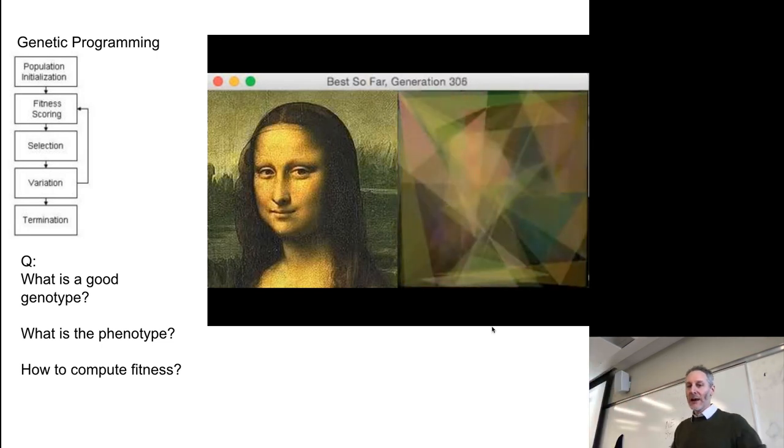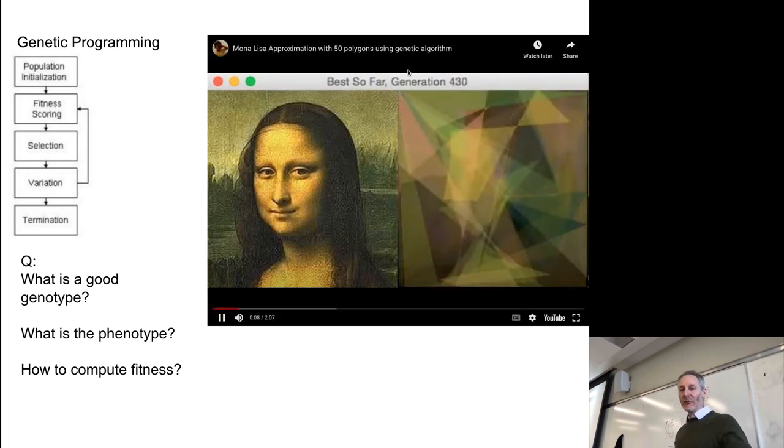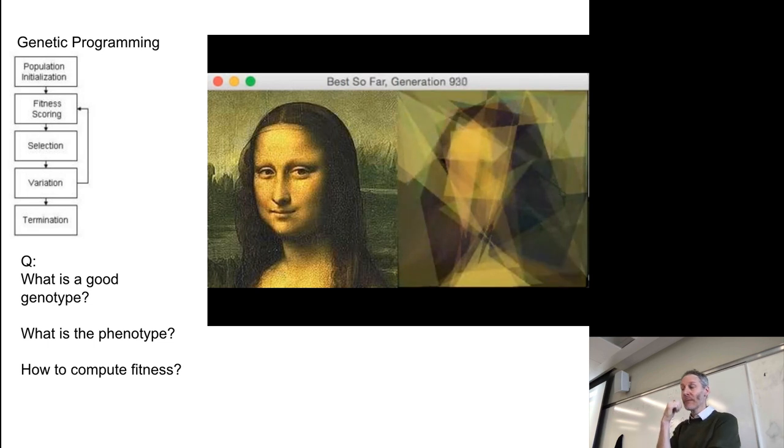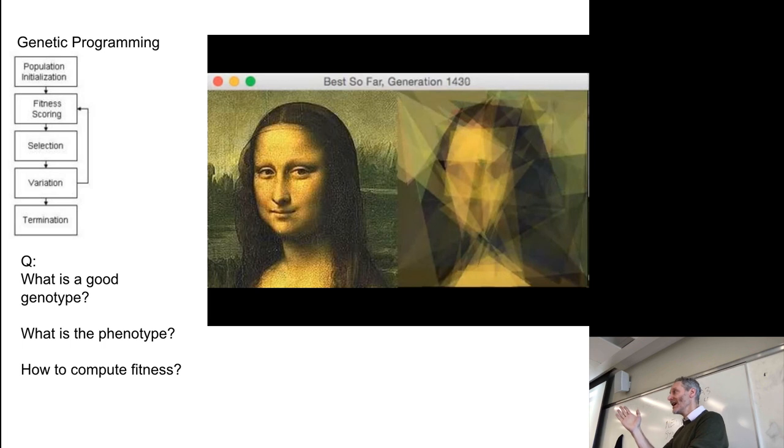Here we go. If you can read this, you can see generations elapsing up here. So we're watching one run of genetic programming. And at every frame in this video, you're seeing the best tree in the population at that time. You're seeing actually the phenotype produced by the best tree in the population at that time. How do you think these trees are encoding this phenotype or these phenotypes?